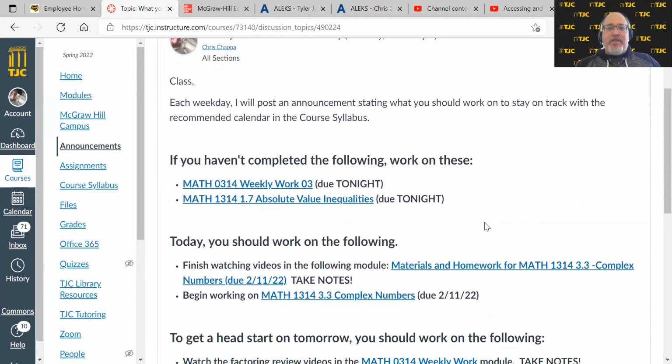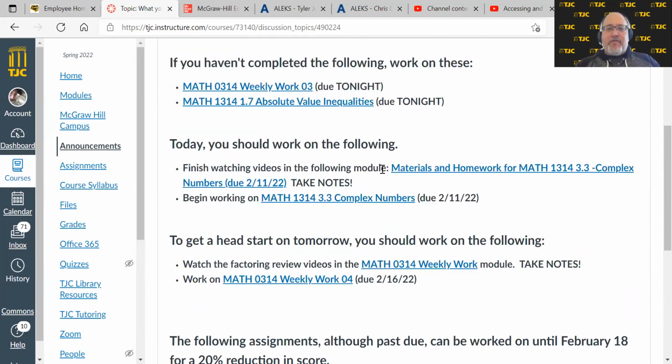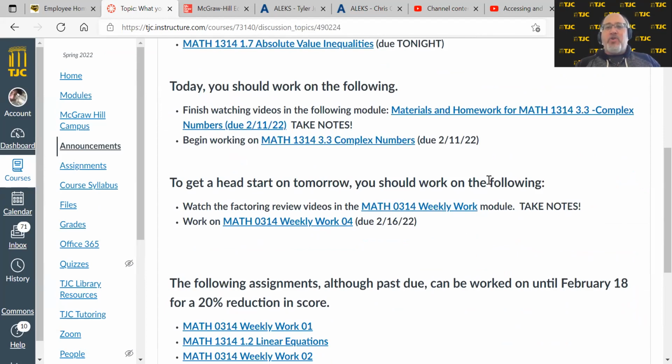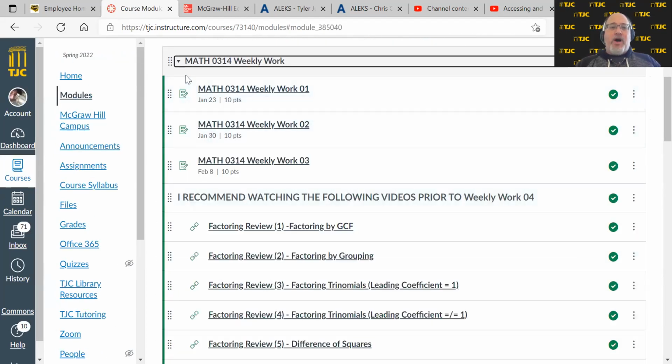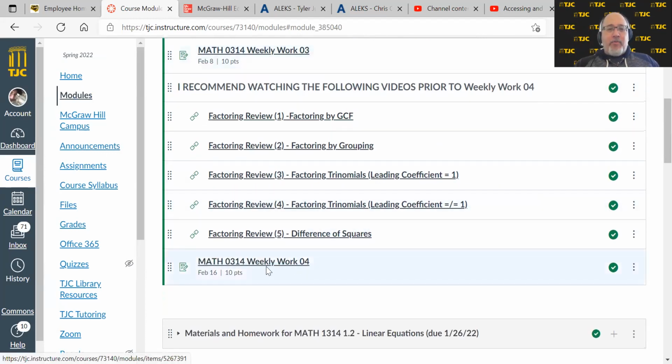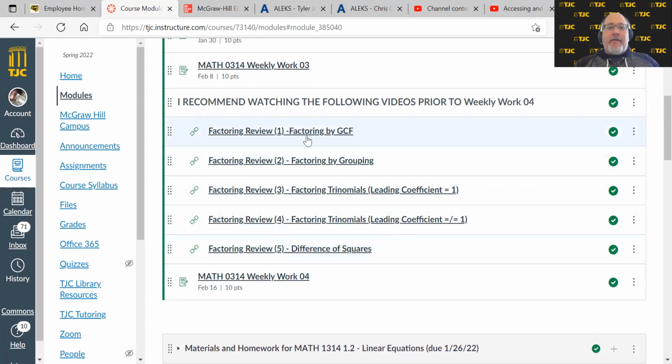If you haven't completed these, work on them. You should work on the following today. To get a head start tomorrow, you should work on the following. Watch the factoring review videos in the weekly work module. If you go to the weekly work module, where the weekly work for the 0314 support class lives, prior to the 4th weekly work, there are 5 factoring review videos.